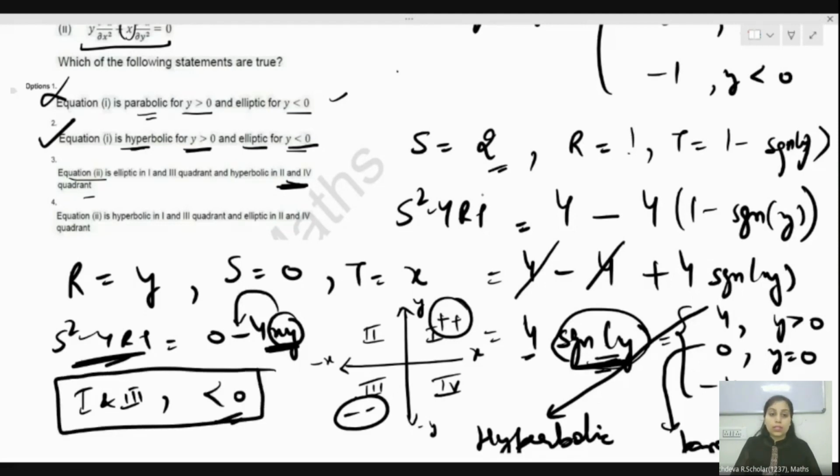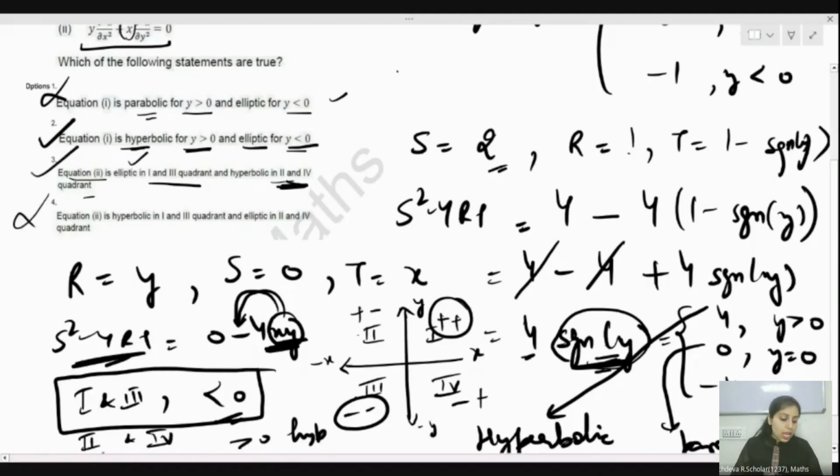So in the first and third quadrant, the equation is elliptic, and the converse will happen in the second and fourth quadrant, because there one is positive and the other negative, so xy is negative, and negative into negative, that is positive. So the answer will be positive in the second and fourth quadrant. That means hyperbolic. So the second and fourth quadrant will give you hyperbolic. That means option number third is correct, and fourth will be cancelled out.